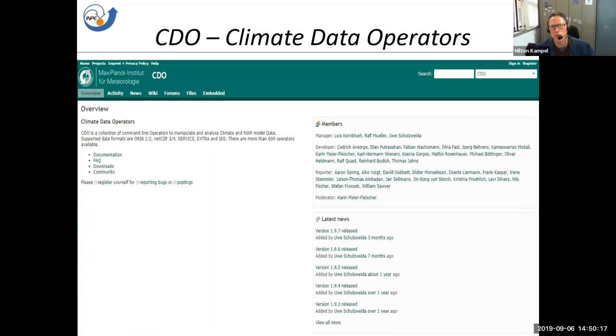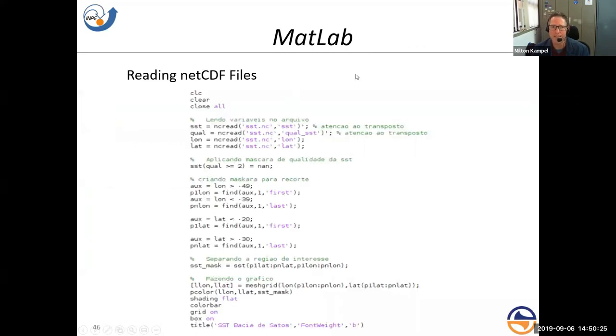So there is also CBO, which is the climate data operators from Max Planck Institute in Germany, and also very recommended, used to teach it here. And finally, of course, MATLAB, we also have an example of two code lines of reading net CBF files.